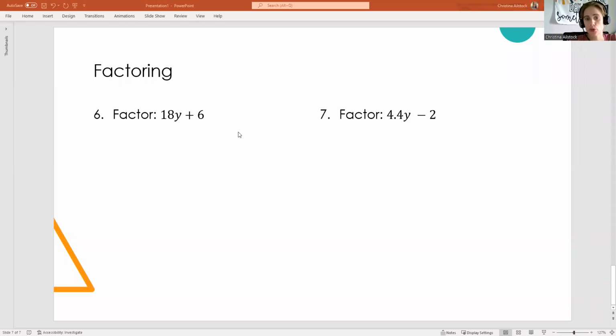Now that we've reviewed GCFs, we're going to use those greatest common factors to complete factoring. Factoring is actually the opposite of the distributive property. So if we think about the distributive property, remember, I'm going to just say DP, distributive property. To perform the distributive property, we had to multiply.